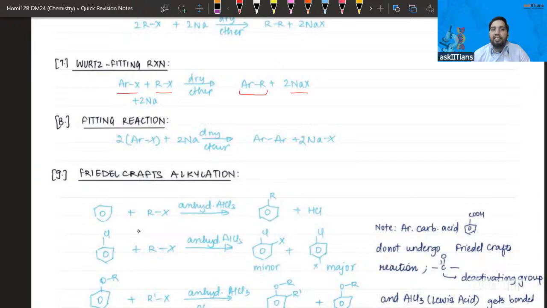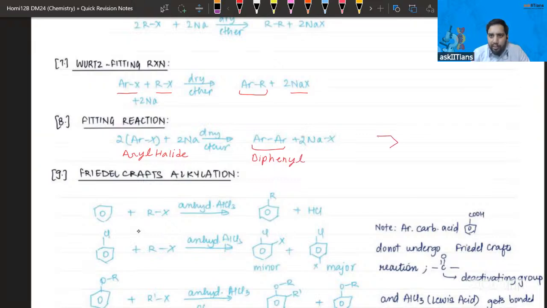Next is the Fittig reaction. Like in the Wurtz reaction, we take alkyl halide; in the Fittig reaction, we have to take aryl halide. This is aryl halide. So 2 benzenes are going to combine to give Ar-Ar. This is known as biphenyl. Ar-Ar is biphenyl.